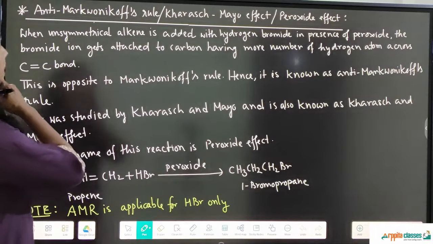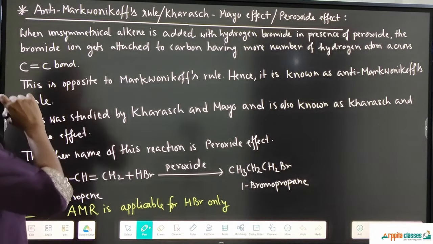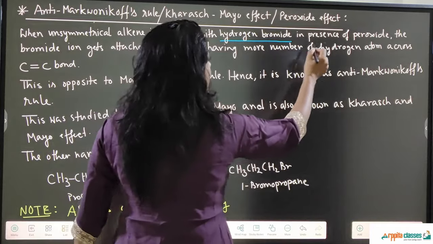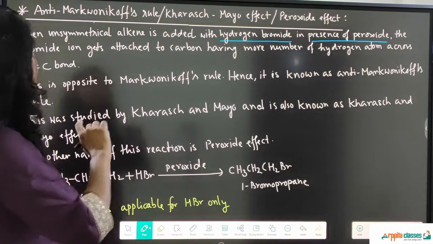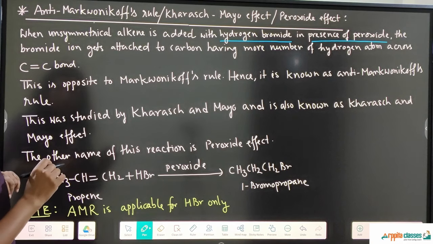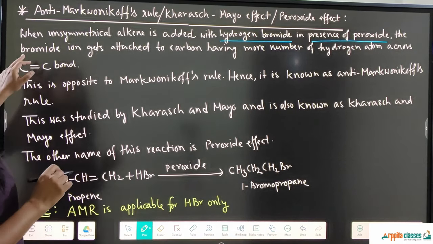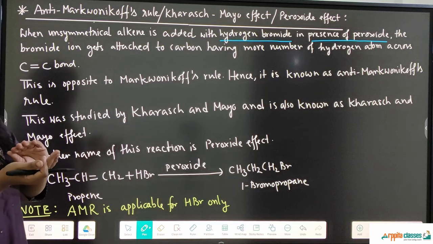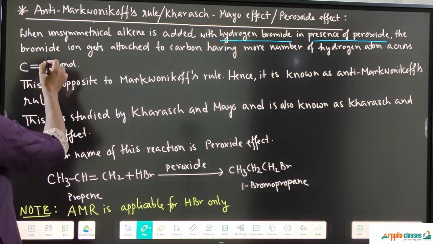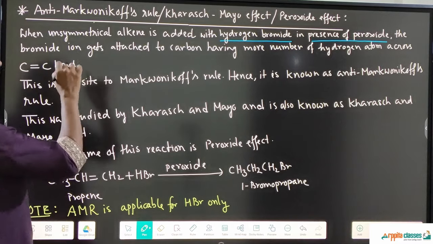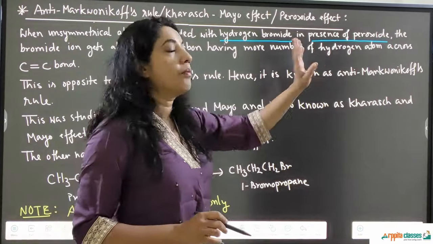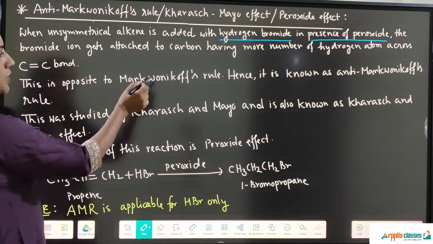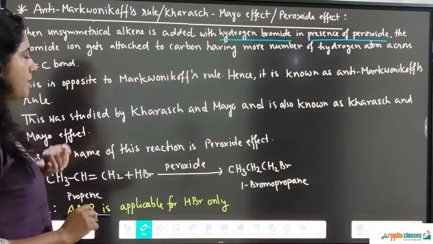Let us see the example here. When unsymmetrical alkene is added with hydrogen bromide in presence of peroxide, okay? You are adding hydrogen bromide in presence of peroxide, then the anti-Markovnikov rule will take place. So here we are talking about the anti-Markovnikov rule. In presence of peroxide, if you are doing the addition, then the reverse of Markovnikov will take place. That is, the negative part, the bromide, will get attached to that carbon atom which is having more number of hydrogen. This is called anti-Markovnikov rule. This is opposite to Markovnikov's rule, and hence it is called anti-Markovnikov rule.